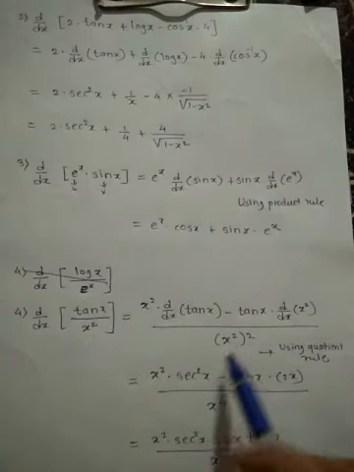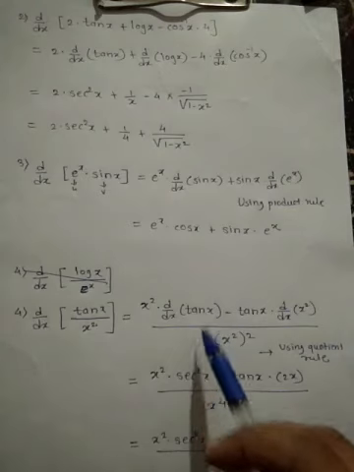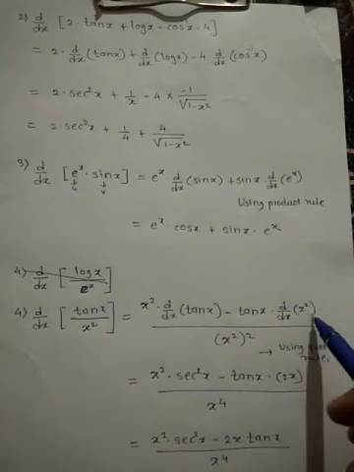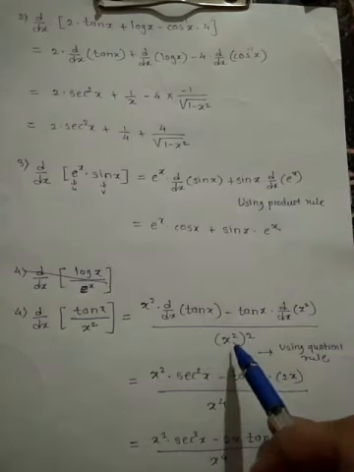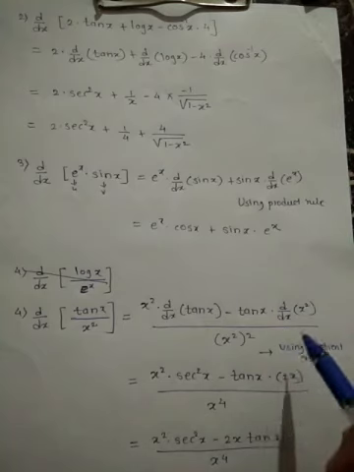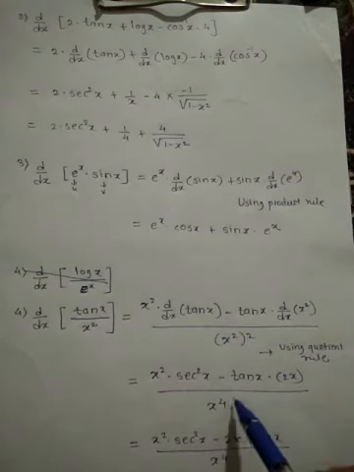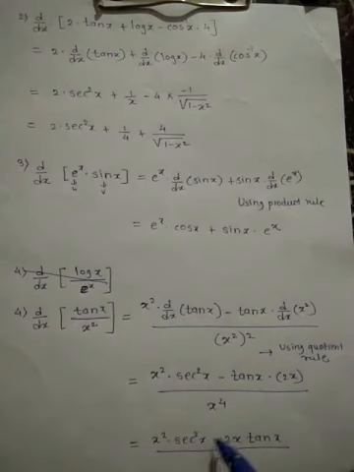Simplify this term. In the numerator, x square as it is, into derivative of tan x is sec square x, minus tan x as it is, derivative of x square is 2x, divided by x square its square, we get x raised to 4. We know the rules of indices, x raised to m raised to n equals x raised to m into n. Power raised to power means multiplication of powers, that is x raised to power 4. That is x square into sec square x as it is, minus 2x into tan x divided by x raised to 4.